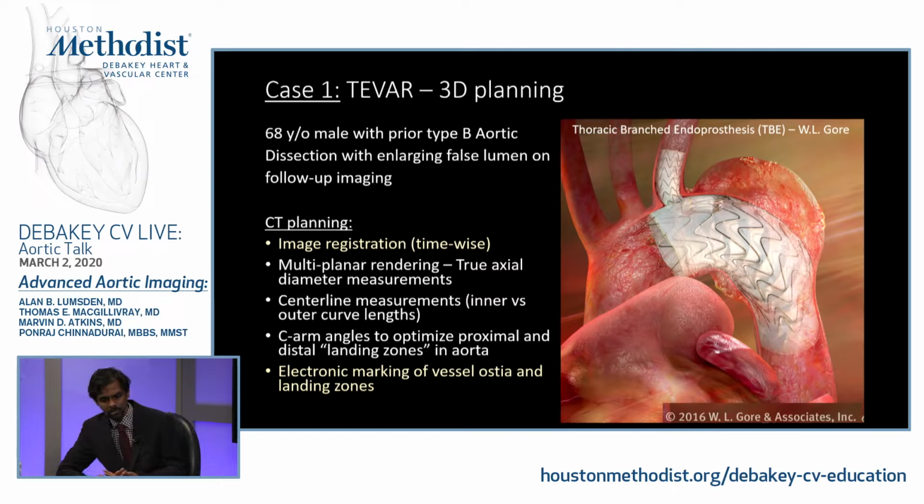It's a 68-year-old male who had a prior type B aortic dissection, and on follow-up CT imaging, he was found to have an enlarging false lumen. And I'm going to go through some of these aspects as a live demo by loading some of these CT data sets into a post-processing. So I'll come back to this device.